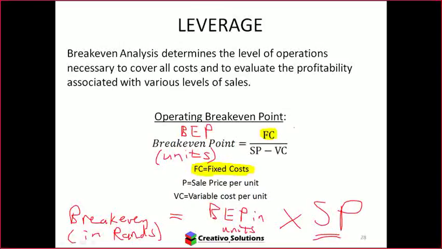Okay, break-even point in rands is the break-even point in units times the selling price. That's it. Okay. Got it? Carl? Yes. Okay.